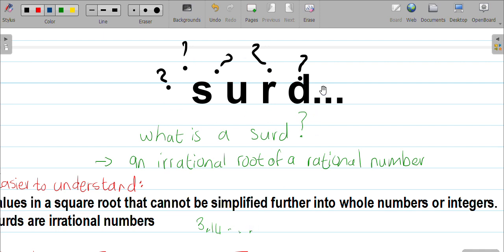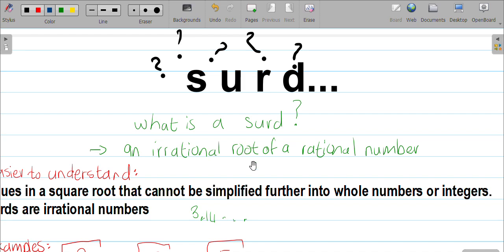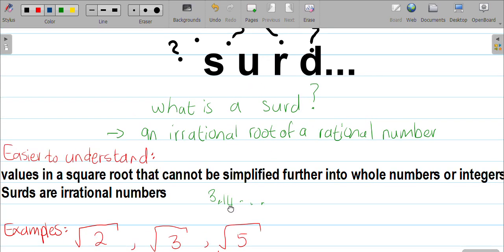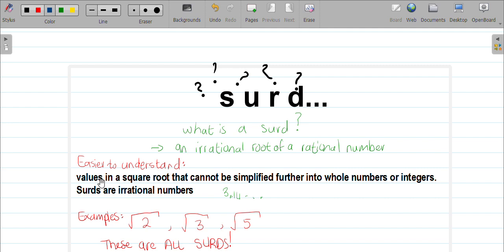Okay, today what we're doing is surds, and what is a surd? This is a good definition, but it's sometimes difficult to understand, so I'll explain it further. A surd is a number, firstly. A surd is an irrational root of a rational number. The important thing to remember is we're dealing with square roots with regards to surds. It's a bit easier to understand when it is a value or values in a square root that cannot be simplified further into whole numbers or integers.